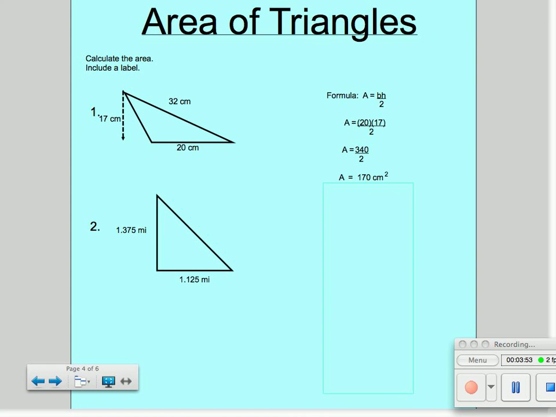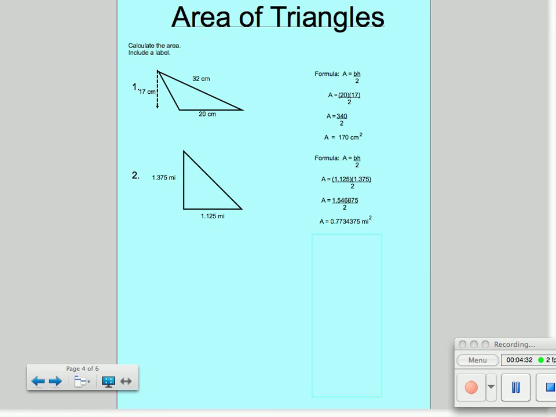Now in example 2, you can see that we have a right triangle. So as I mentioned before, when you have a right triangle, the legs that form the right angle, those are your base and your height, and they're actually interchangeable. It doesn't matter where you put them. So what we're going to do, we're going to start with our formula. We're going to plug in the information that we know. We're going to multiply. We're going to divide by 2, and we're going to get an answer. Okay, it's that simple. Base times height divided by 2.